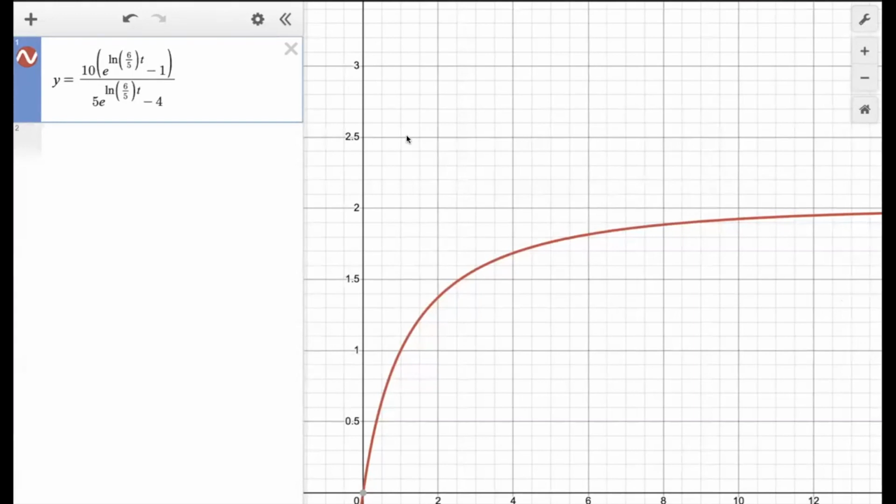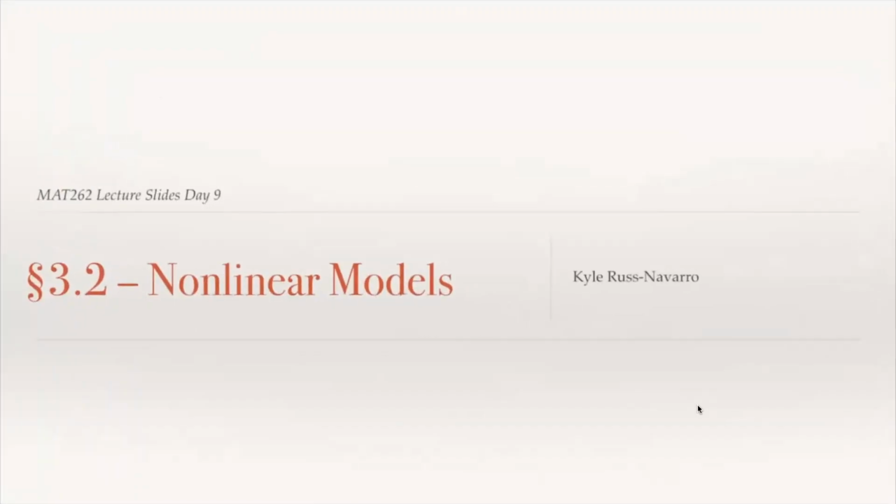All right, so with that, we can model chemical reactions. And of course, there are so many other things that can be modeled with differential equations. It is an extremely powerful tool.